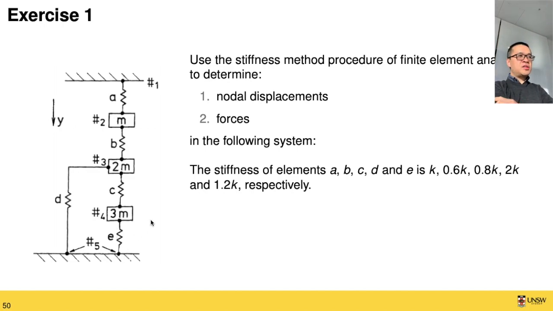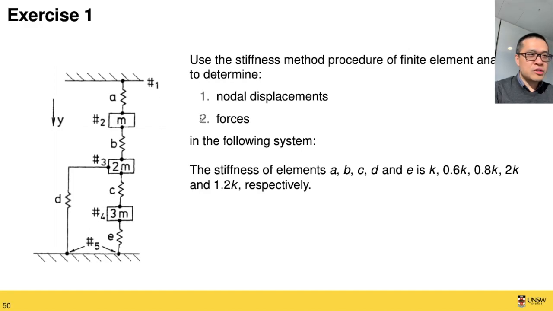Okay, so this exercise requires us to use the stiffness method procedure of the finite element analysis to determine the nodal displacement. Here we have 1, 2, 3, 4, 5 nodes. There are 2 nodes fixed to the bottom of the floor, but they are all considered as linked together. So the hint here is they are all numbered with this hash key: 1, 2, 3, 4, 5 nodes.